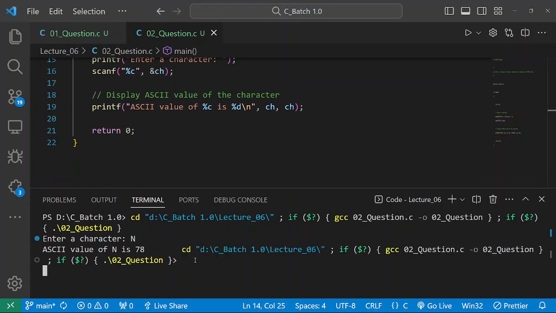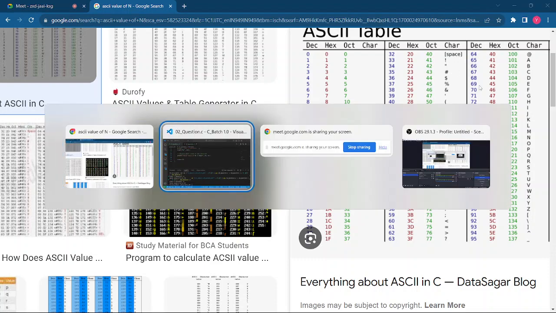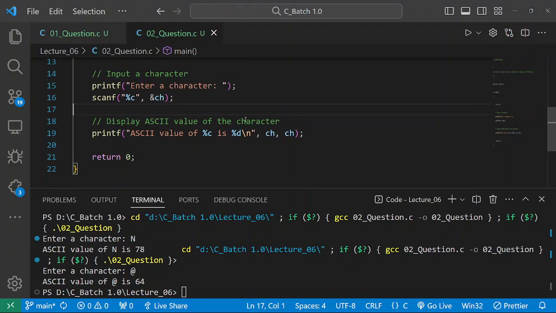For example, let me pass the at-the-rate symbol here. You can see for at the rate, it is 64. Where is at the rate? You can see 64 clearly here. A simple code can help you get the knowledge of all these things.